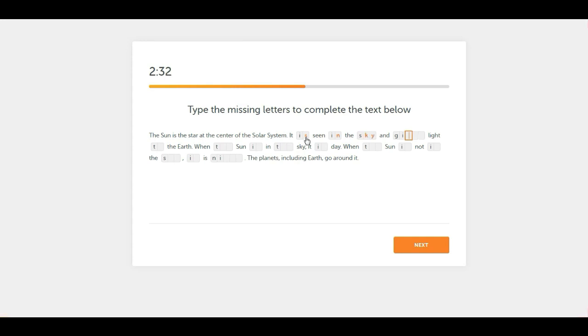The sun is the star at the center of the solar system. It is seen in the sky. Now you can see that the word sky is already typed by them and it is already in the paragraph. So I got this from the paragraph itself. Okay, and gives light to the earth.